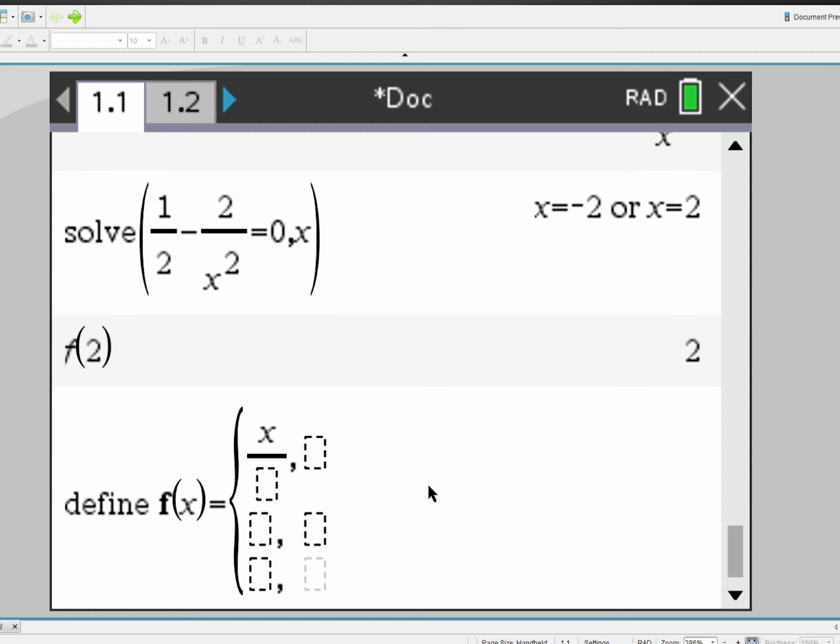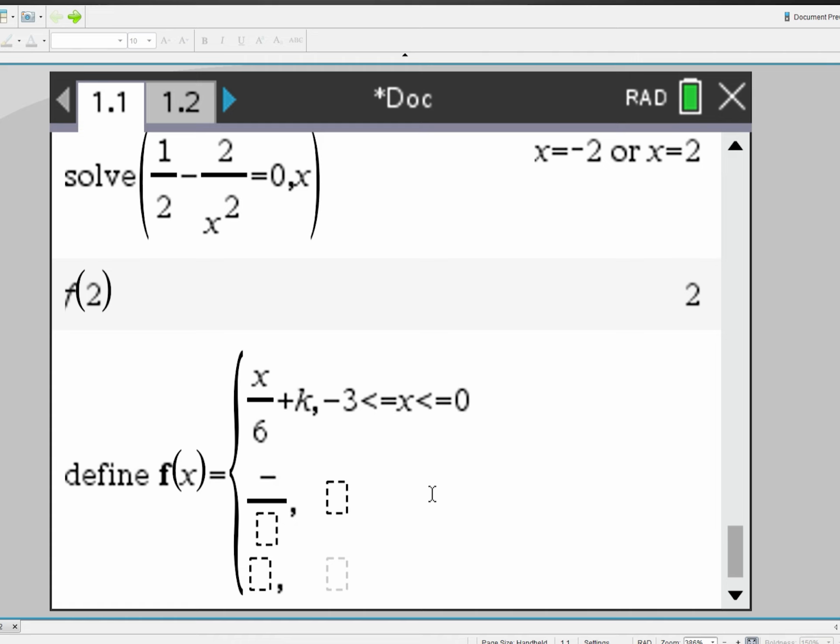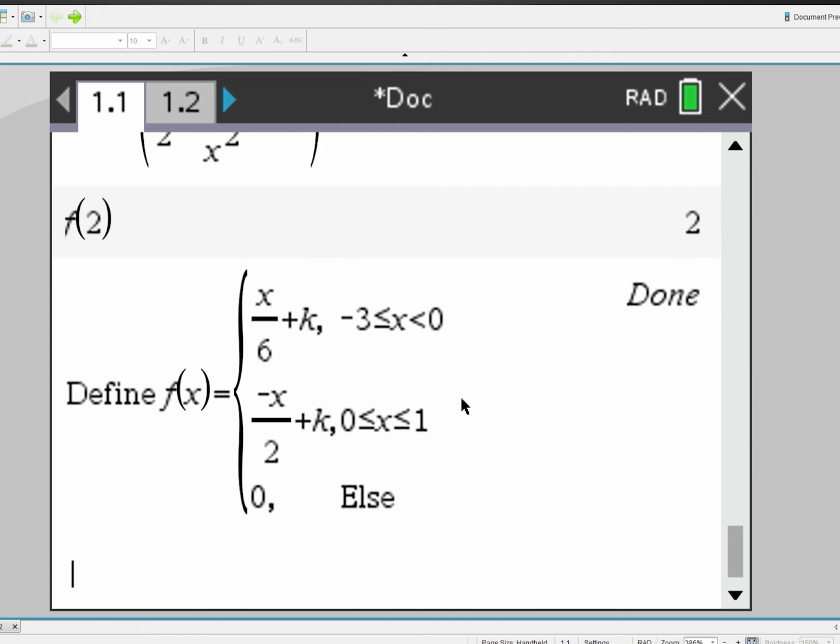So x on 6 plus k, and then we define the domain, negative 3 to 0, and then we have minus x on 2 plus k for 0. Oh wait, this one is just less than, not equal to. Okay, 0 less than or equal to x less than or equal to 1, and this is just 0 elsewhere. So just gonna make sure I've defined it correctly. Yeah, I have. Okay, cool.